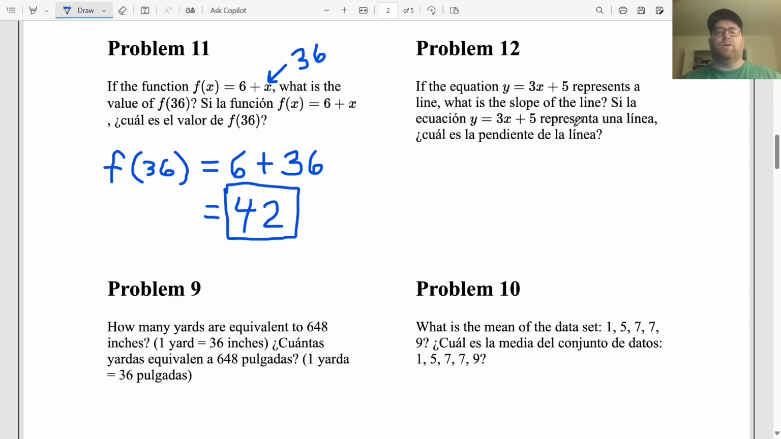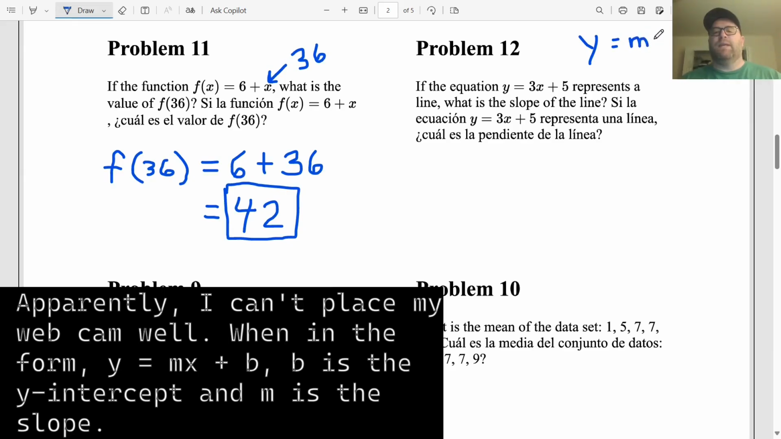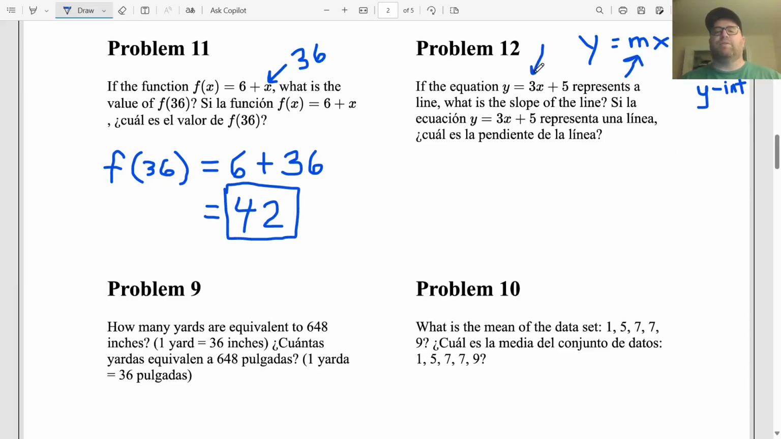Okay, let's look at problem 12. If the equation y equals 3x plus 5 represents a line, what is the slope of the line? Well, this is in the form y equals mx plus b. When it's in that form, b is your y-intercept and m is your slope. So our slope is 3. So m, the slope, equals 3. All right, let's keep going.